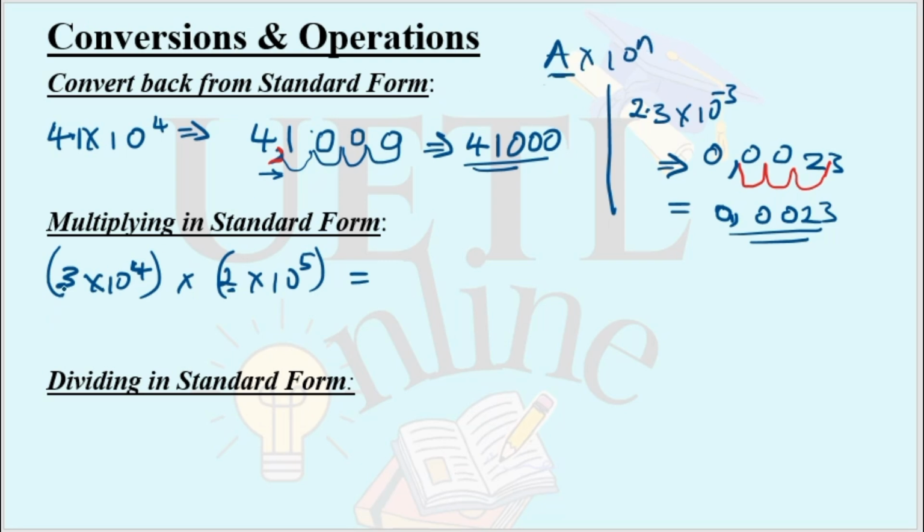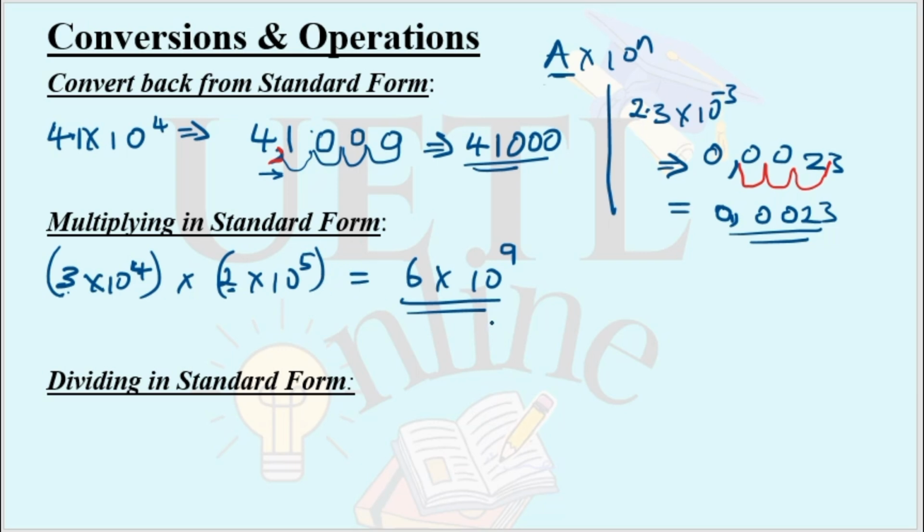3 times 2, you get 6. Then you say times 10 to the power. Here you're going to take this 4 and add it with this 5. So 4 plus 5 becomes 9. So this means that our answer becomes 6 times 10 to the power 9. This is how we multiply numbers in standard form. You multiply the a's, then you write times 10 to the power, and you add the powers. So this is how we do it.